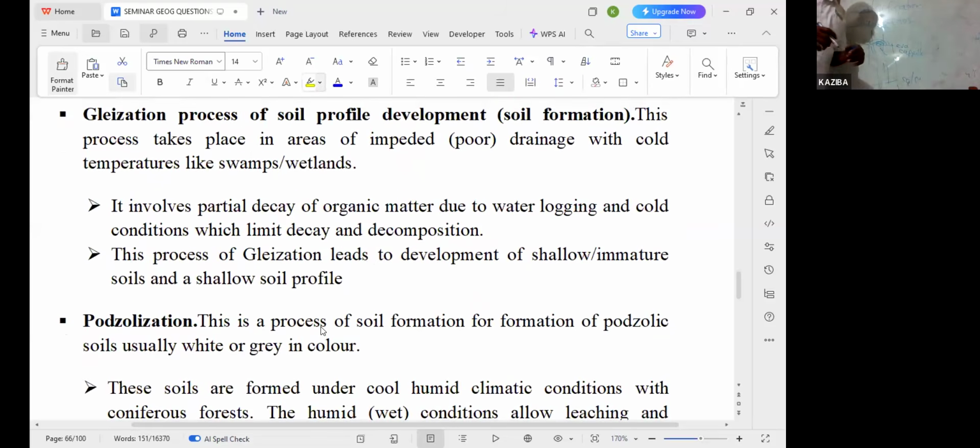So we have gleization. Now gleization happens where you have flooding, and flooding leads to partial decomposition of organic matter and leads to the formation of clay soil.